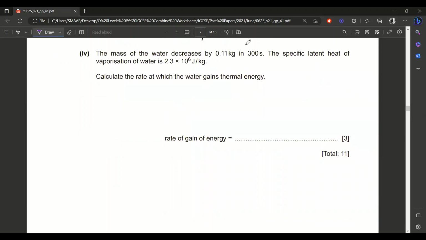And in part 4, the mass of the water decreases by 0.11 kg in 300 seconds. So most of the water molecules are evaporated. So we are left with only 0.11 kg mass in 300 seconds. The specific latent heat of vaporization of water is 2.3 × 10^6. Calculate the rate at which the water gains thermal energy. So we need to calculate the rate. So they are asking about the rate. And if we consider a simple formula for specific latent heat of vaporization, then the latent heat will be equal to m L_v.